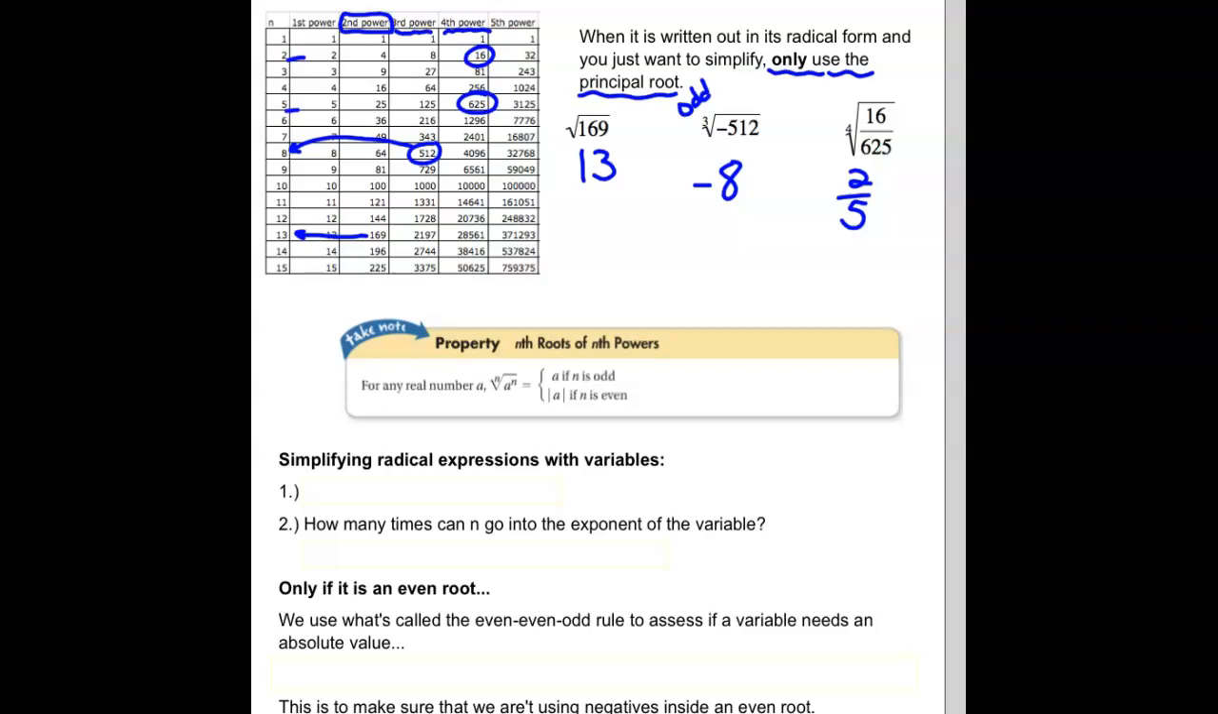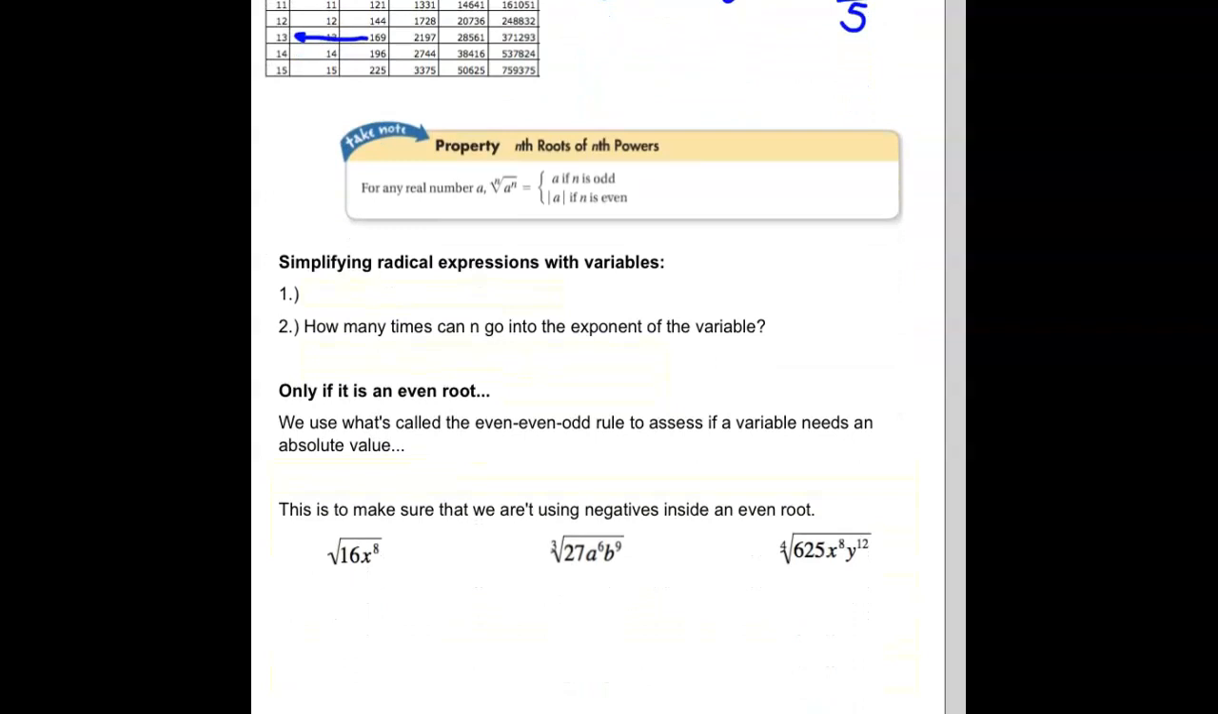So all of the ones that we've done so far have just been numbers. We're taking roots of numbers. But there will be some where you have variables inside. So our definition here, for any real number a, if you take the nth root of a base or a variable to an nth power, we have to be careful whether n is even or odd. If n is odd, we're just going to get a out.